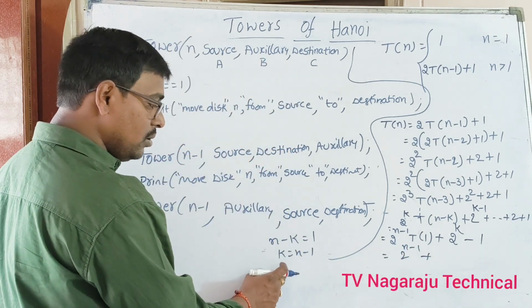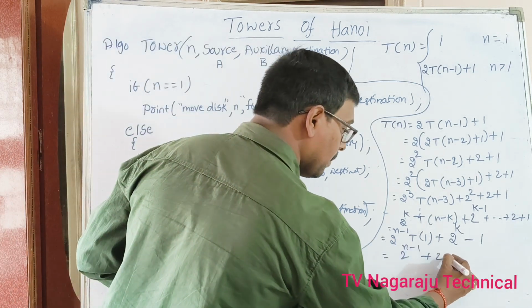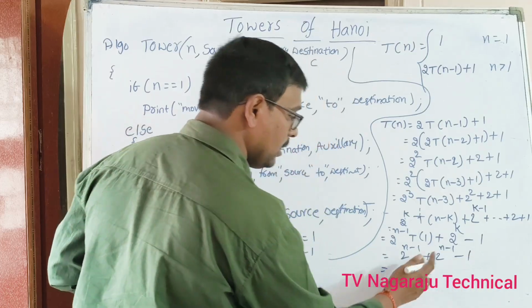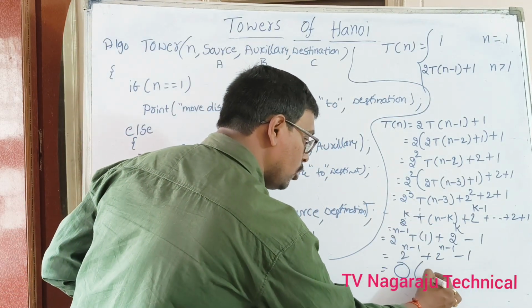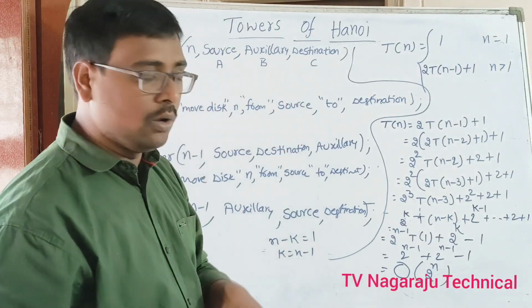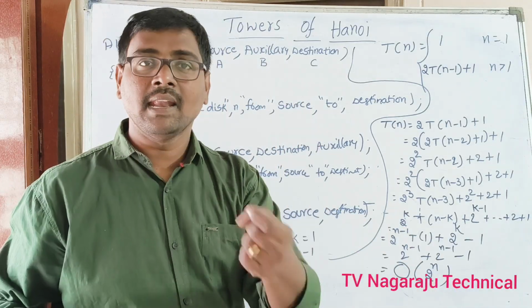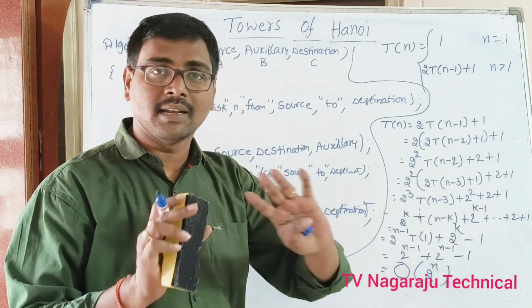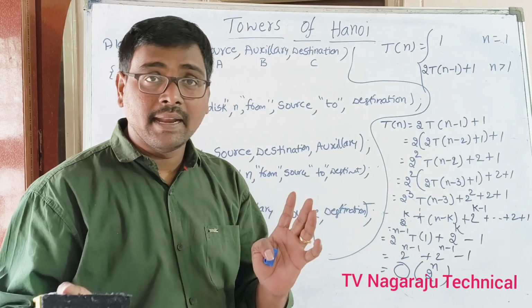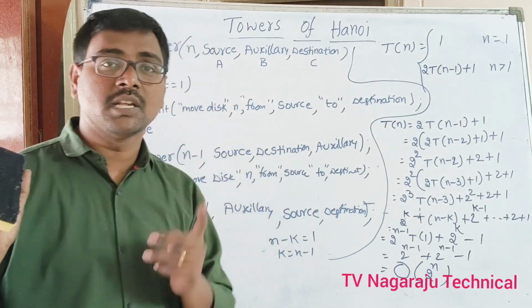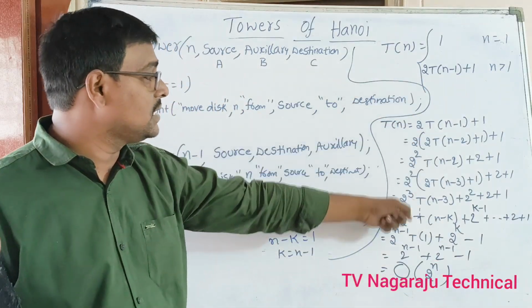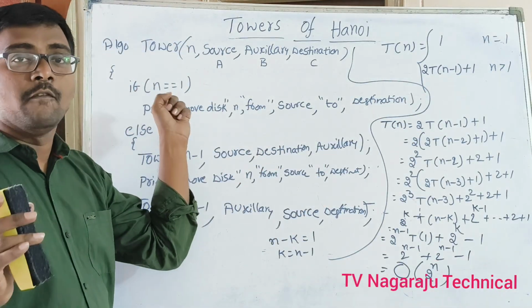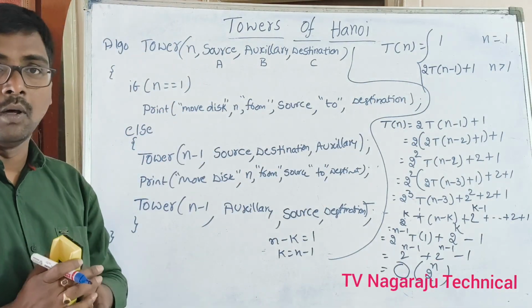What is the k value? K is equal to n minus 1 and minus 1. So what is the time complexity? Big O of 2 power n. We already know if it is n minus 1, n or n plus 1, if you make any mistake, that is not a problem. We are adding or subtracting constants, and everything is ignored. So Big O of 2 power n. This is the time complexity for the Towers of Hanoi problem.